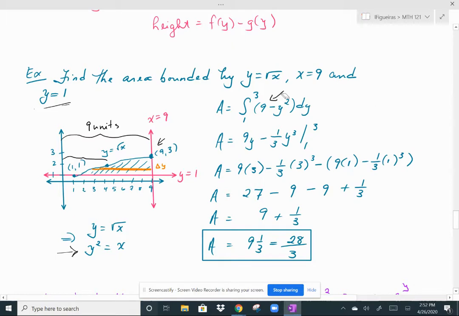And then my differential is dy. And since I'm integrating with respect to y, my limits should also be y values. So my y value goes from 1 to 3. So I go from 1 to 3, 9 minus y squared dy. Okay, so take the antiderivative. You get 9y minus 1/3 y cubed from 1 to 3. Plug in your upper limit and then plug in your lower limit and subtract. And when you compute the result, you get that your answer is 9 1/3 or 28 over 3.